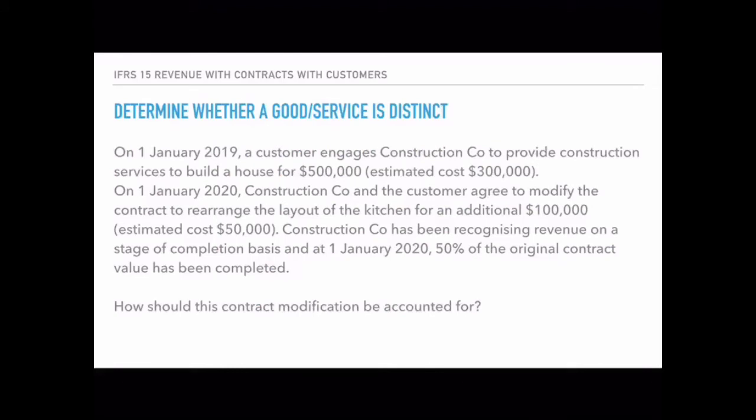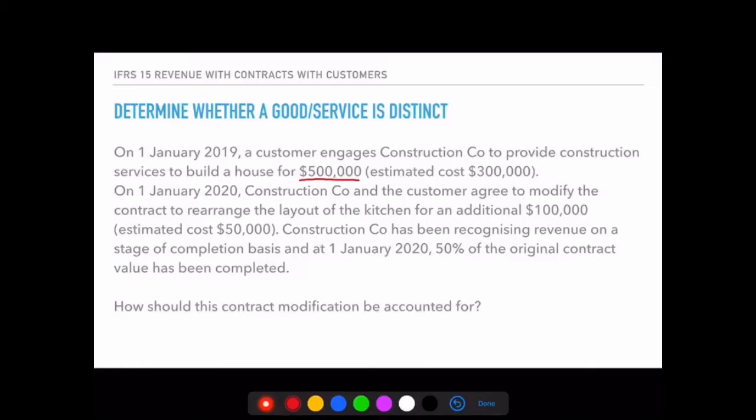On 1st January 2019, a customer engages Construction Co. to provide construction services to build a house for $500,000. The estimated cost is $300,000. On 1st of January 2020, Construction Co. and the customer agree to modify the contract to rearrange the layout of the kitchen for an additional $100,000. Estimated cost is $50,000.